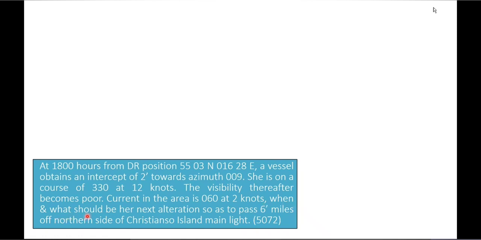When and what should be her next alteration so as to pass 6 miles off the northern side of Christiansø Island main light? So this is a question based on this particular topic, line navigation or steering safe courses using a single PL.